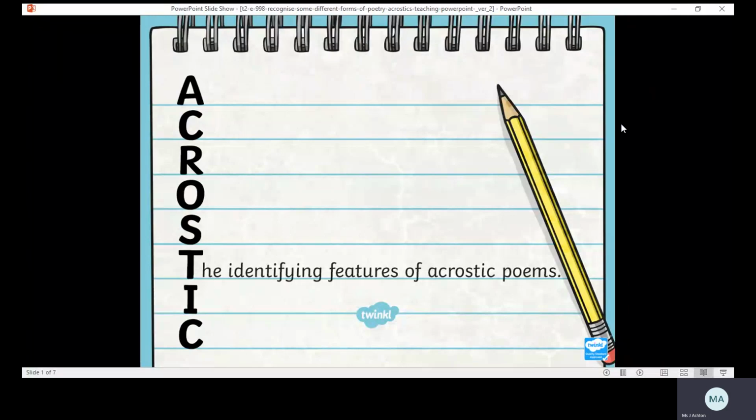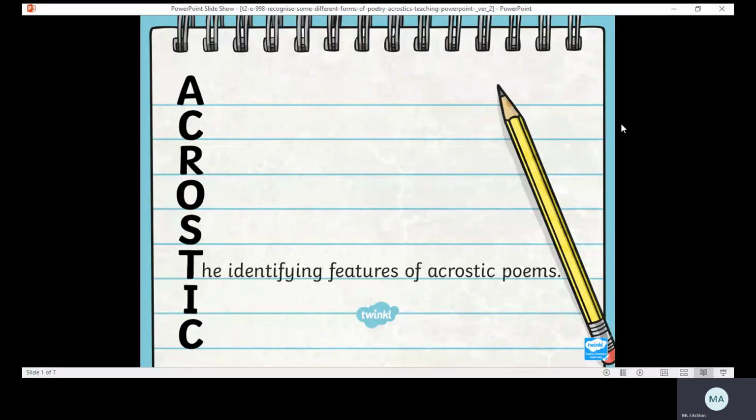So today we're looking at acrostic poems. We're going to look at what makes an acrostic poem. And then you are going to choose your favourite one. And I want you to write it up really, really neatly.